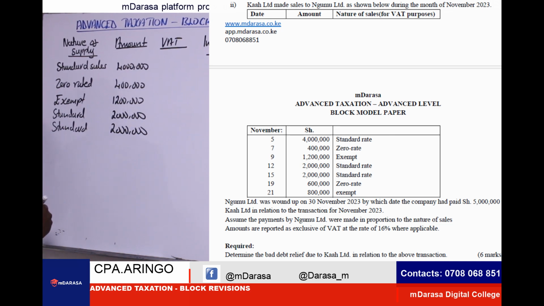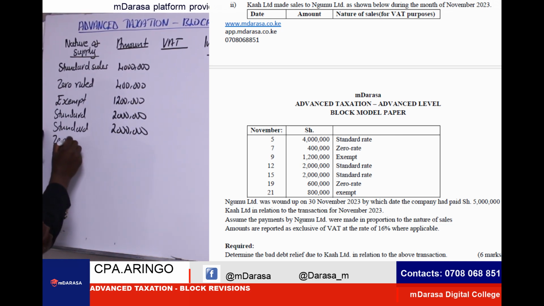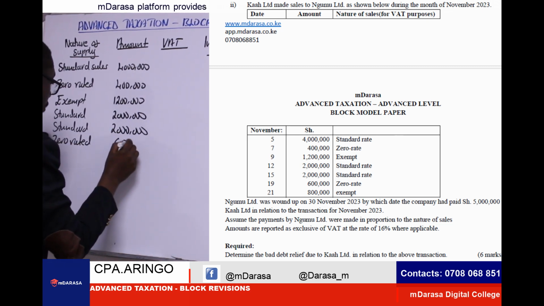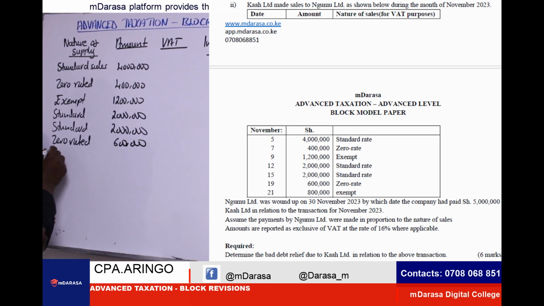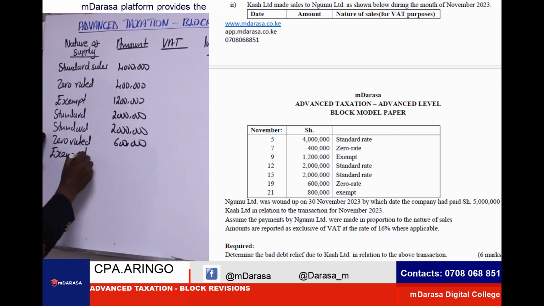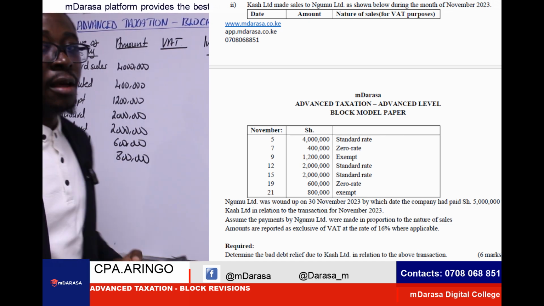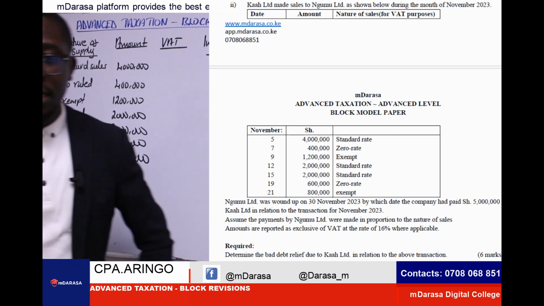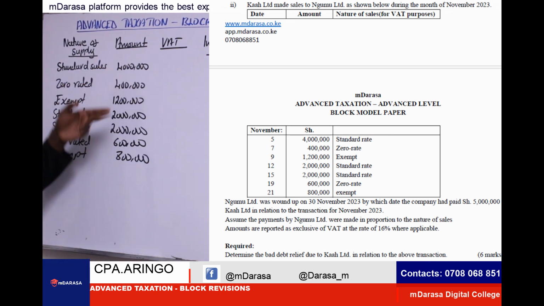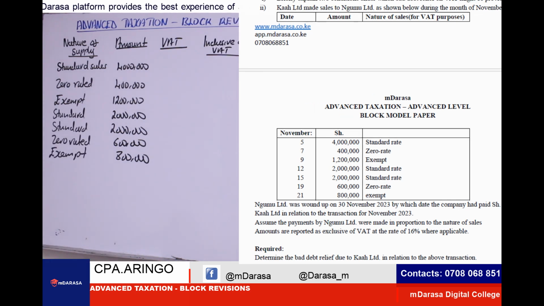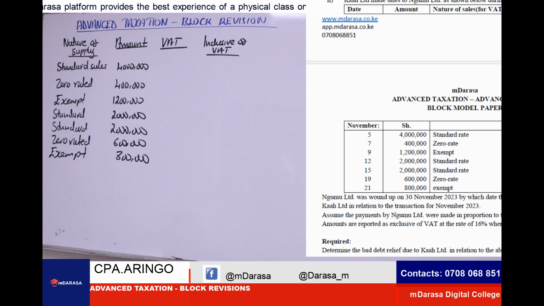Then you're also given zero rated, which is 600,000. Finally, you are given exempt, 800,000. Having our values like that, I need us to determine the VAT on our values. Let us determine our VAT on these values given.